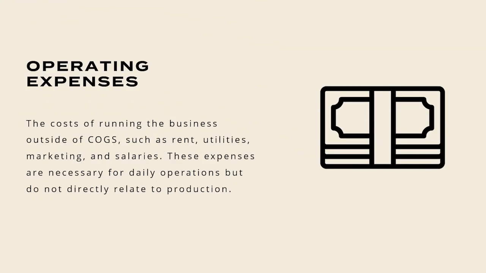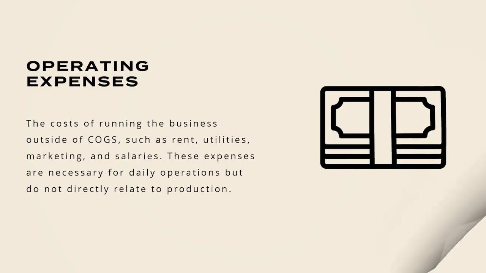These core business operations have their own expenses, which we call the operating expenses. This is the cost of running the business outside of the COGS, such as your rent, your utilities, your marketing, and your salaries. These expenses are 100% necessary for your daily operations, but they don't directly relate to the production.